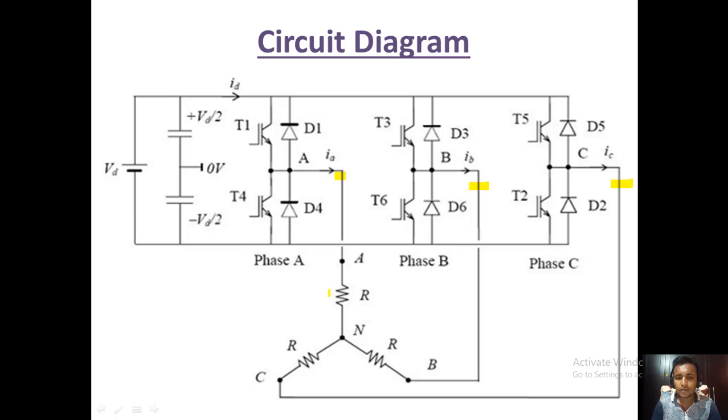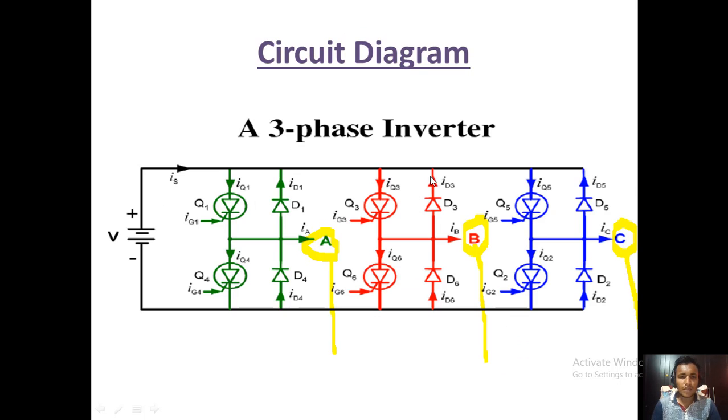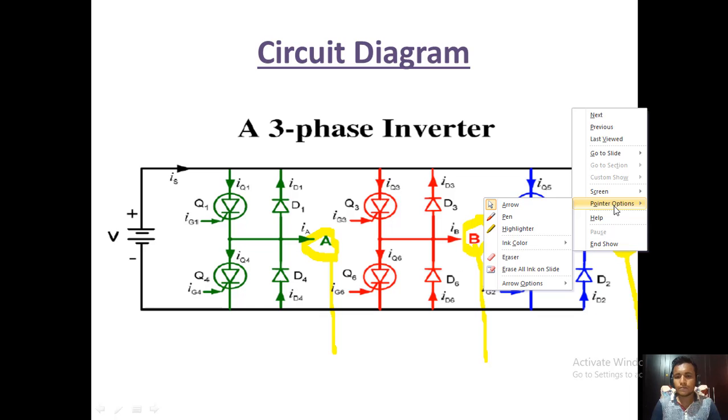Here we can connect the load as a resistive load in star configuration. So the load may be connected in this manner. That figure is only for understanding; our main figure is this.